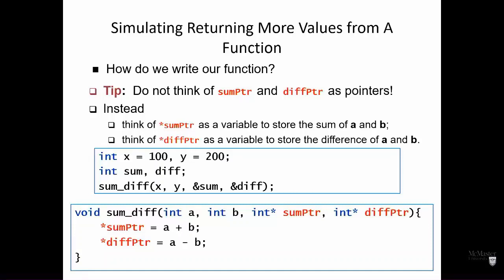This is the logic that you want to implement. But you are not going to store the sum into the pointer, because the pointer is a memory address. You want to store the sum in a specific memory location, not a memory address, right? You get that? So without this dereferencing, without this asterisk, this is not going to work, right?